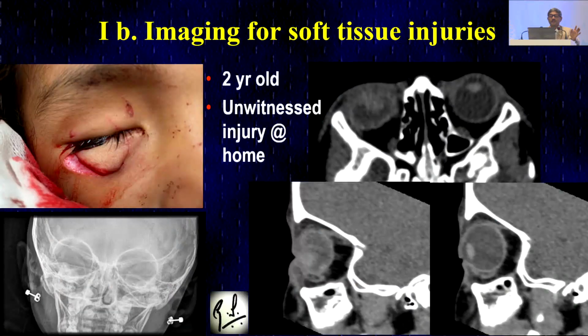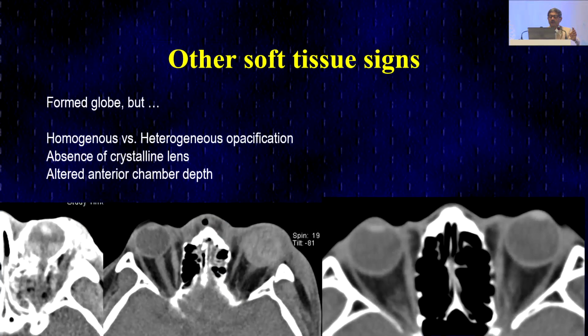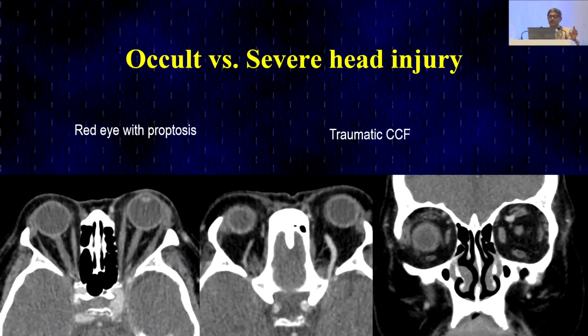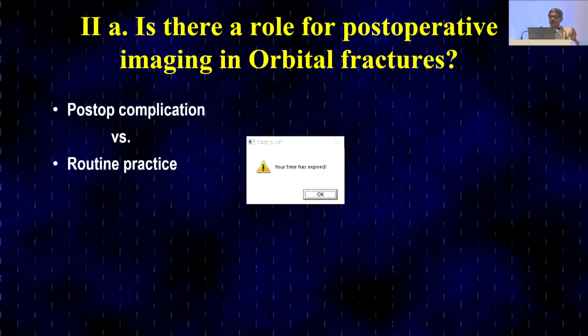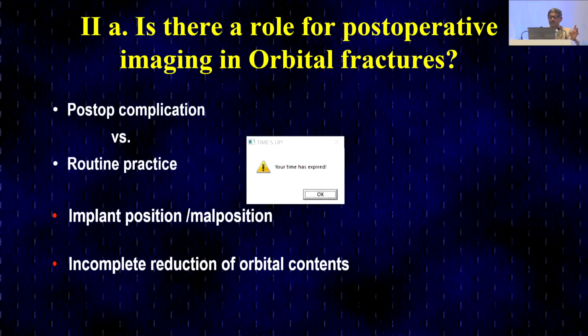Value of imaging of this quote-unquote lid laceration, which was left until tomorrow to be fixed by a plastic surgeon. X-rays did not show anything, and the CT scan gave away that there was an open globe injury, which was missed by the ophthalmologist because the child was not cooperative. So learn to interpret your scans, look for soft tissue signs, look for occult head injuries as well. Remember, traumatic brain injury is getting a lot of attention now, and postoperative imaging. So I will leave it at that.